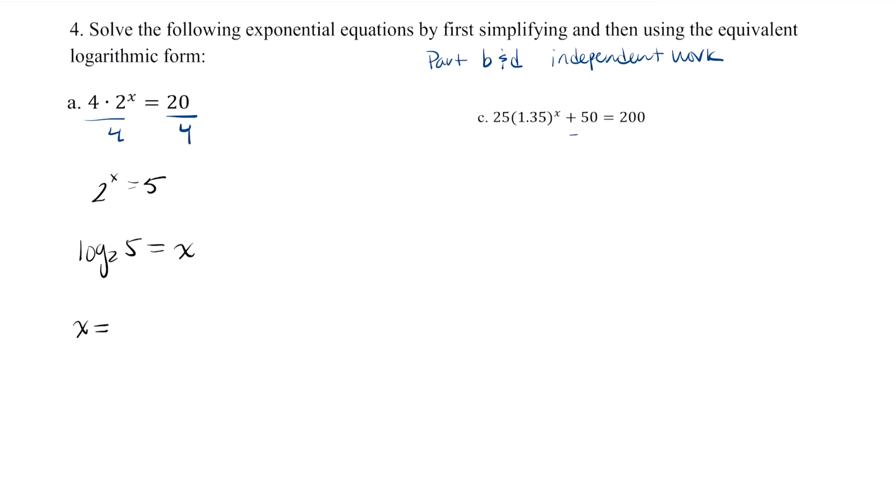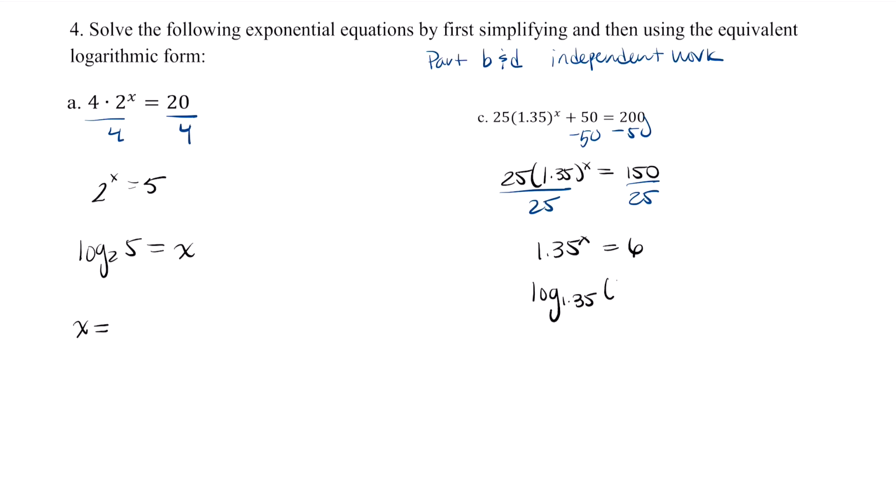Now for part C, subtract 50 from both sides. You end up with 25 times 1.35 to the x power equals 150. And then you're going to want to divide by 25. So you have 1.35 to the x power is equal to 6. This can be rewritten as log of 1.35 as a base, 6 is equal to x.